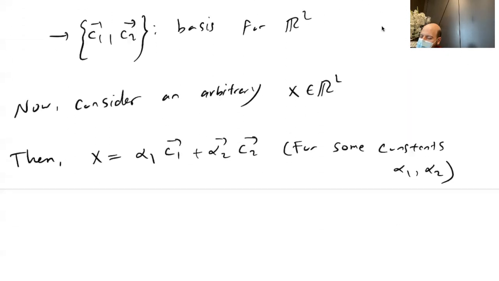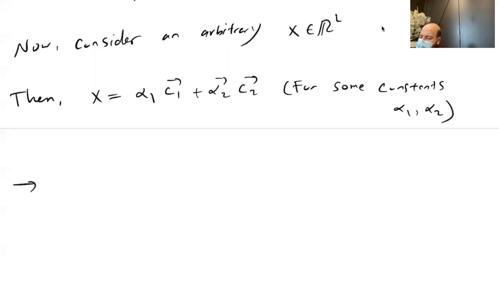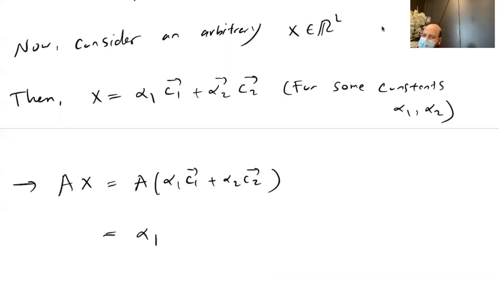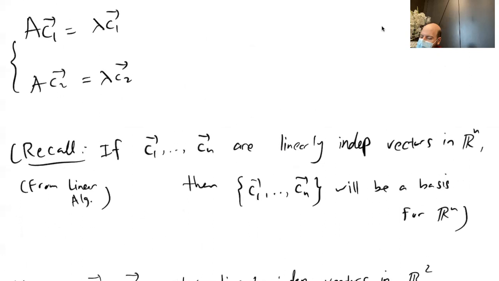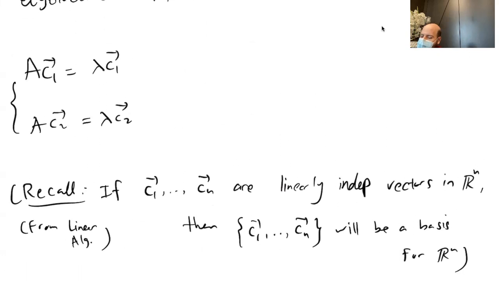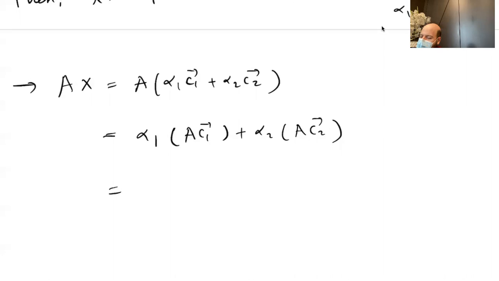So then what can I say about AX? AX will be A times alpha 1 C1 plus alpha 2 C2. And because alpha 1 and alpha 2 are constants, I can write this as alpha 1 times AC1 plus alpha 2 times AC2. AC1, we know, is lambda C1, and AC2 is lambda C2. So I can write this as alpha 1 lambda C1 plus alpha 2 lambda C2.